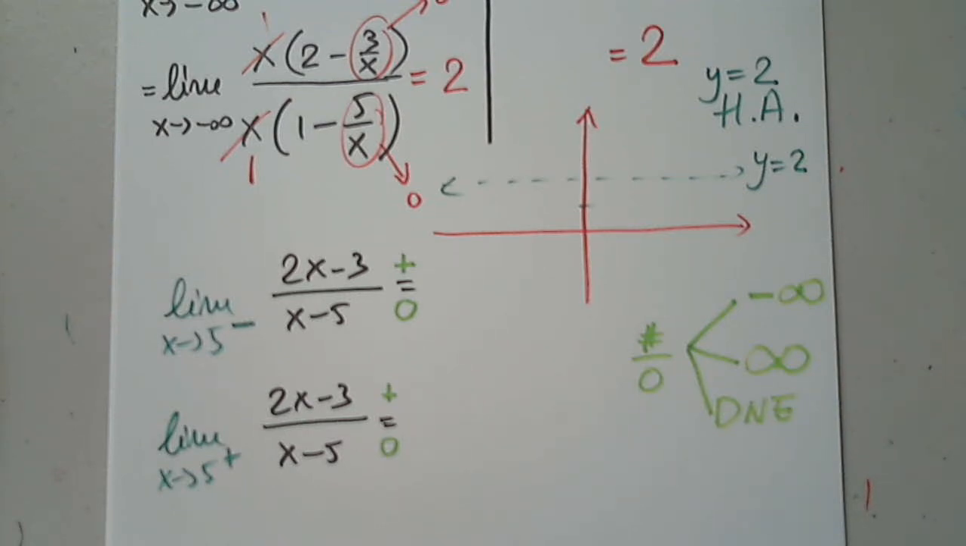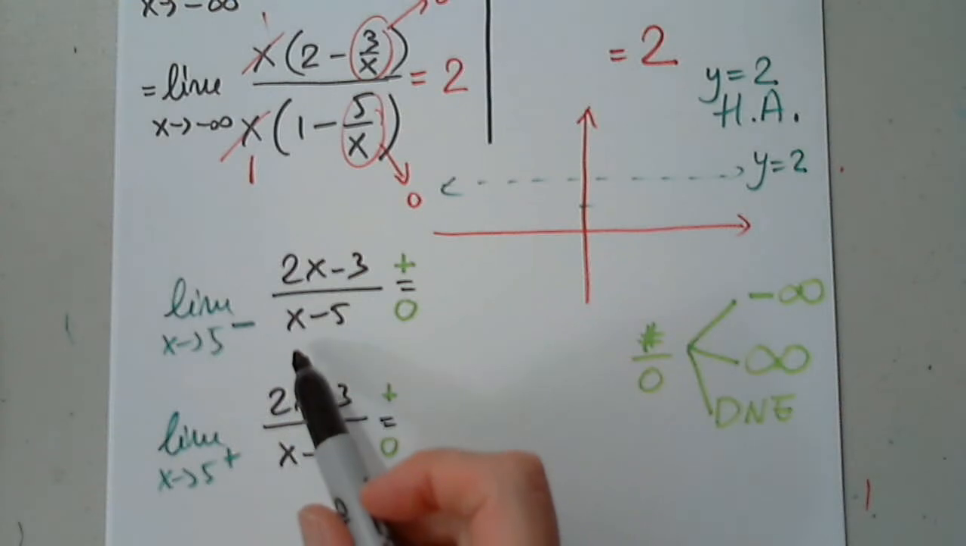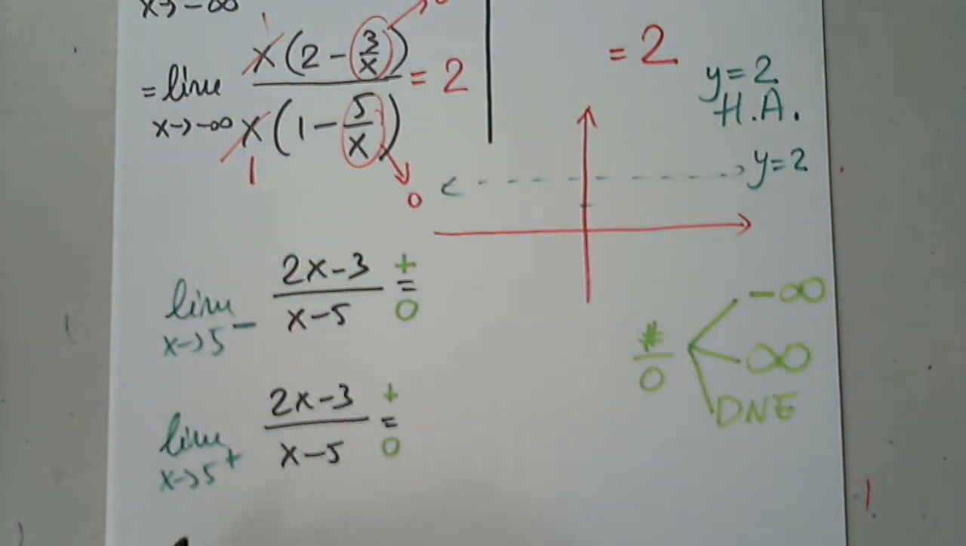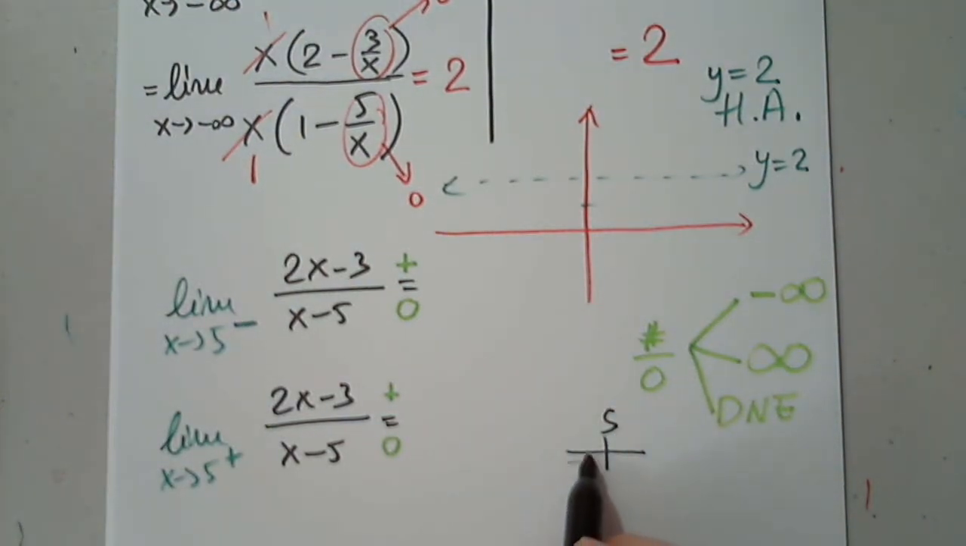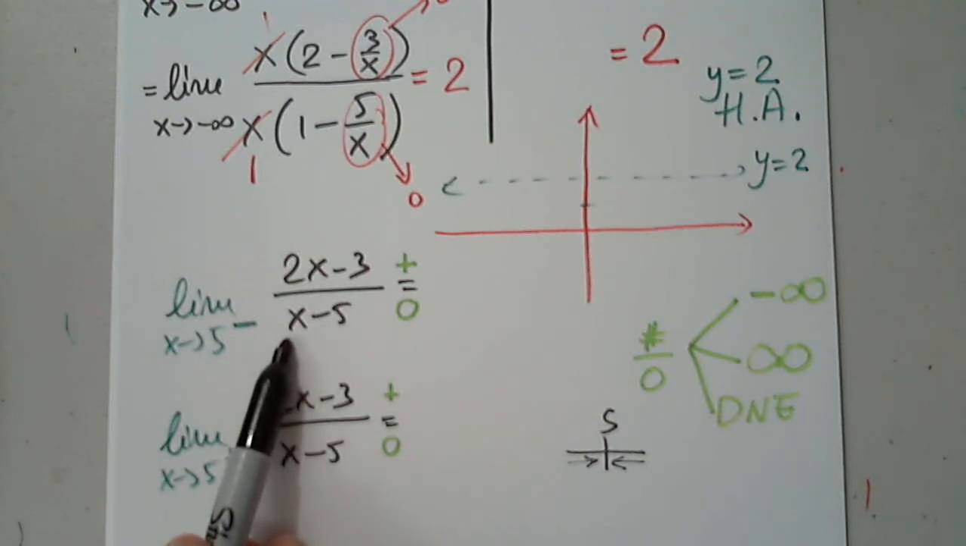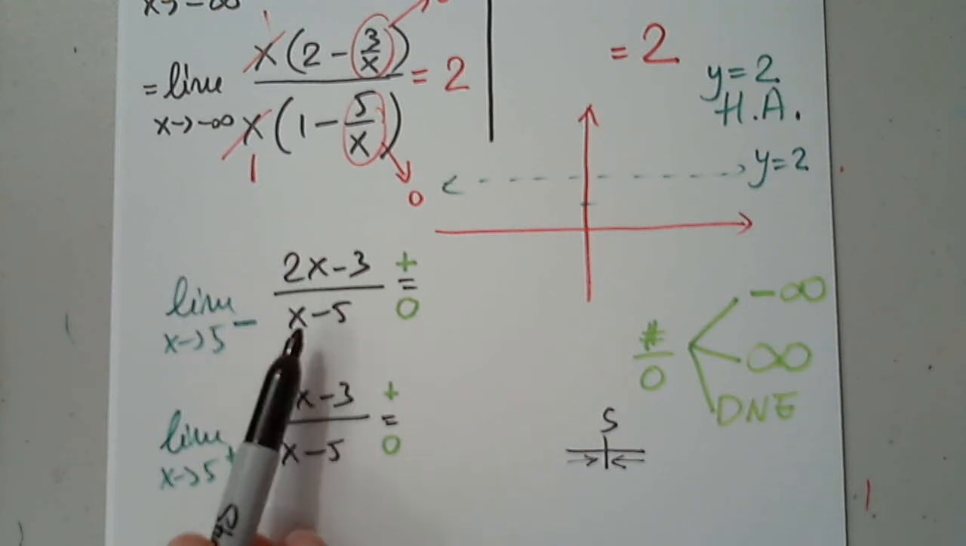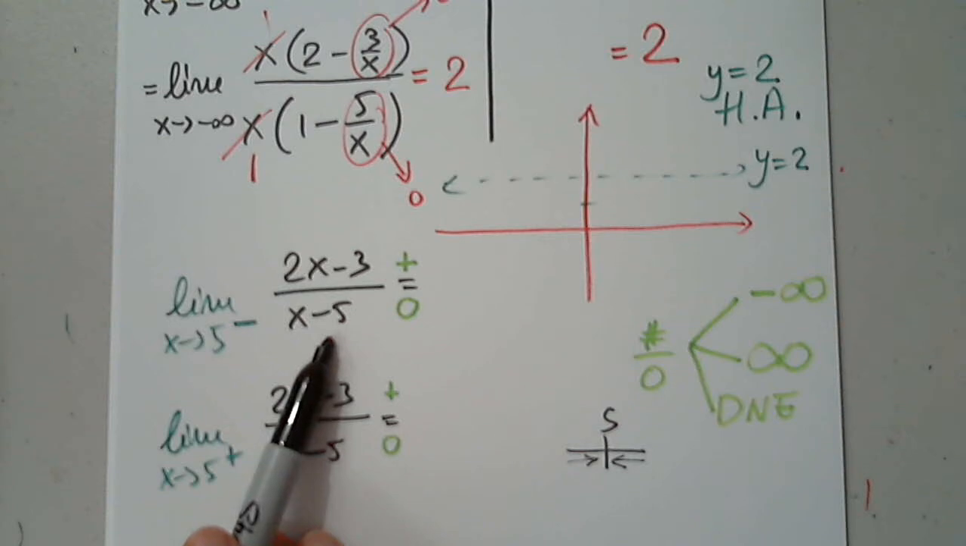A number close to 5 from the left of 5. So here's 5. I need a number from the left of 5. 4.9. Excellent. 4.9 minus 5. What sign does 4.9 minus 5 have? It's minus 0.1. Its sign is negative.